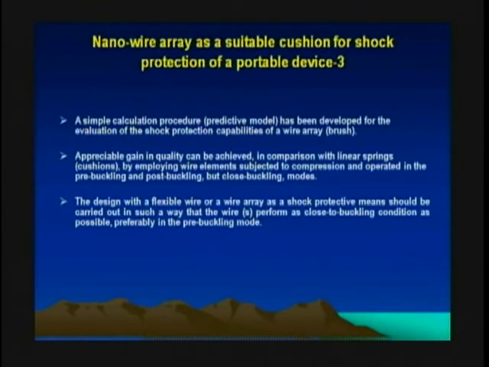I'm saying that a simple calculation procedure, a predictive model, has been developed for the evaluation of the shock protection capabilities of a wire array. An appreciable gain in quality can be achieved in comparison with linear spring cushions by employing wire elements subjected to compression and operated in the pre-buckling and post-buckling conditions, but close to buckling modes. Again, why do we need close to buckling? Because certainly with a very soft cushion, we want to avoid a situation when it becomes so soft that you have a blunt impact, and that's certainly not desirable.